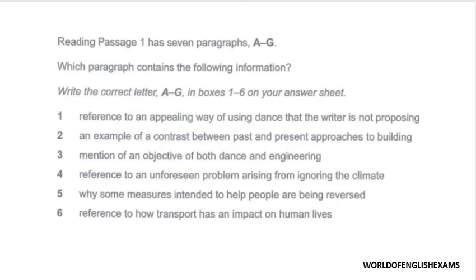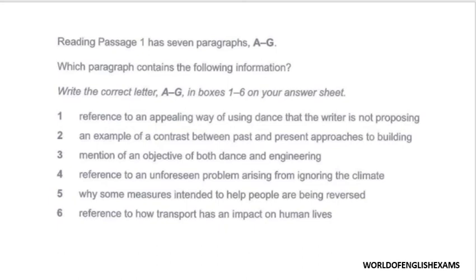Next, why some measures intended to help people are being reversed. That means there are some measures, which is nothing but solutions kind of thing. So these measures are intended, that means they are meant for helping people, but they are being reversed. That means they're not being accepted, or they're not being fruitful, they're not being successfully implemented. And the reason why these measures are failing to reach people is what we have to find out. Then, reference to how transport has an impact on human life. Very simple. How is transport impacting the lives of humans? That is what we need to find.